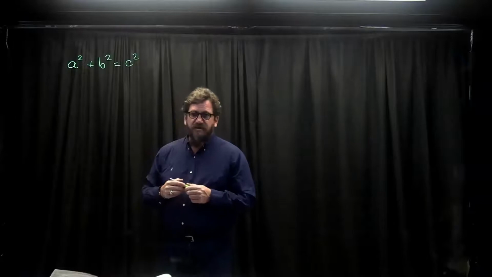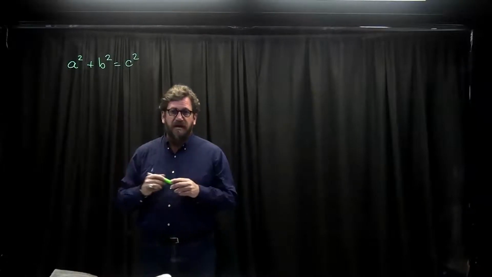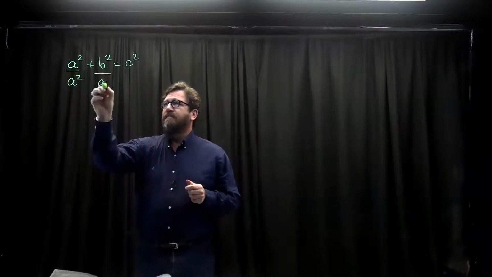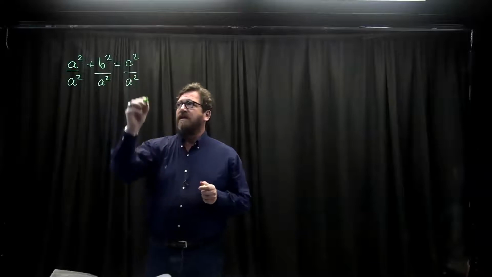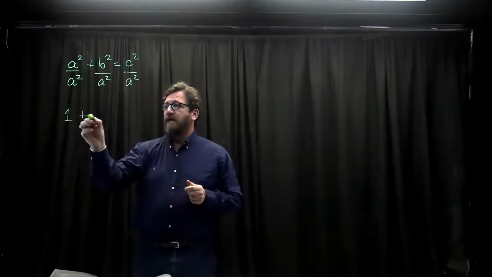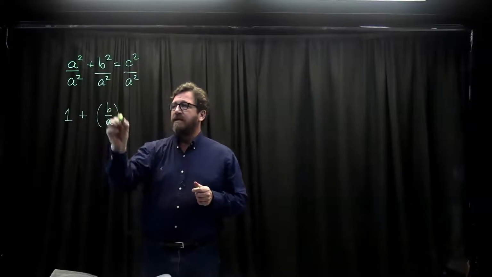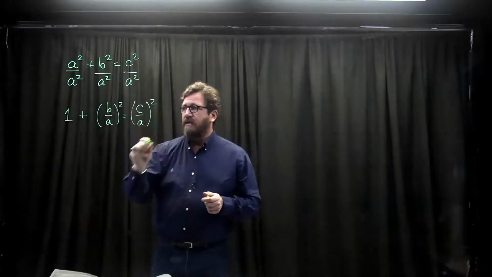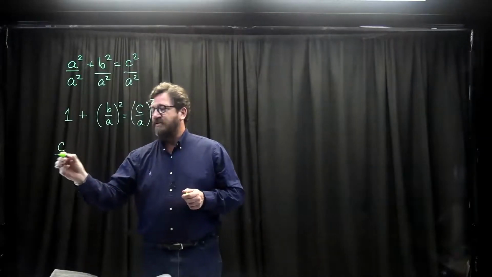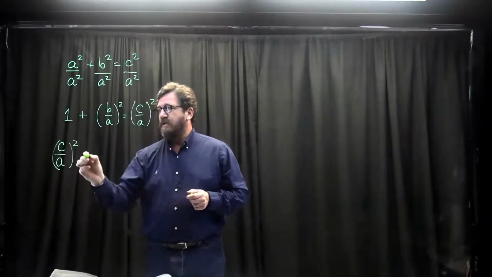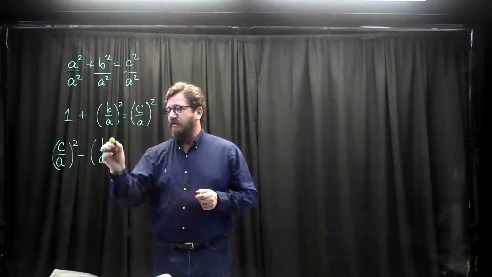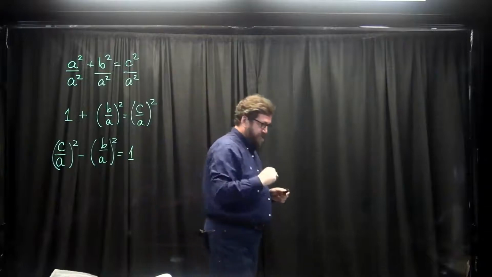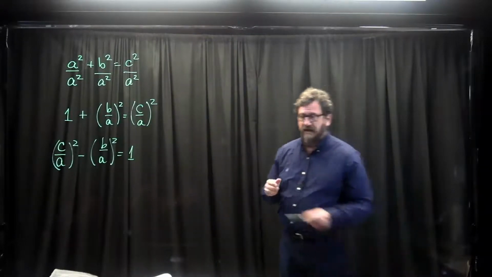Now, for our sake, what I'm going to do is manipulate this problem, and I am going to divide everything by a squared. And the reason for that is I'm going to get 1 plus (b over a) quantity squared is equal to (c over a) quantity squared. And I'm going to rewrite that one step further and have (c over a) quantity squared minus (b over a) quantity squared is equal to 1. And I do all of that because of an algebraic identity that I know.